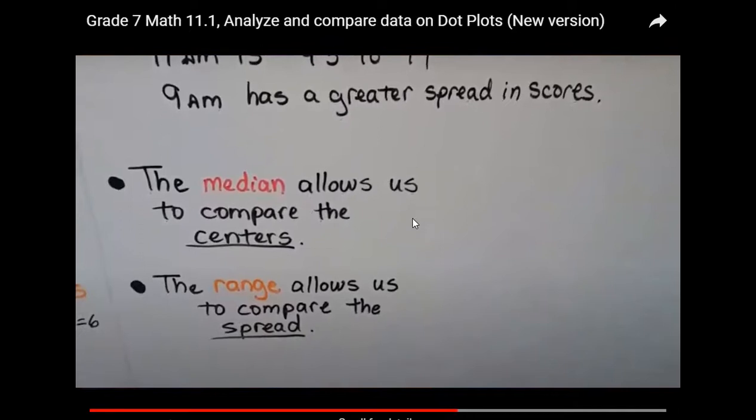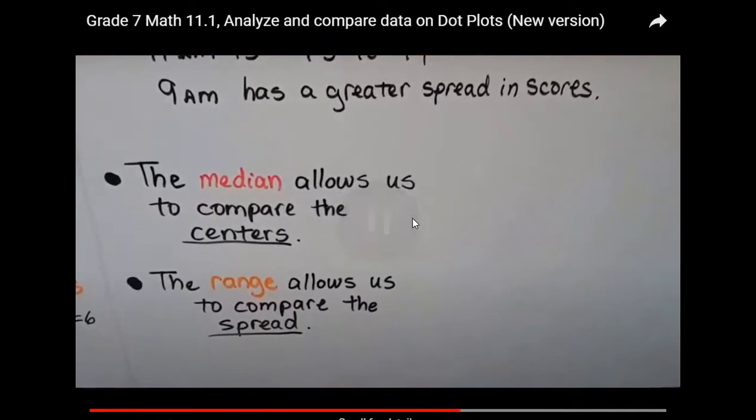The median allows us to compare the centers. So if you want to compare between the centers, we have to calculate the median. And as I said, if you want to calculate the median with an odd set of data, then we can find the order by using the number plus 1 divided by 2. Then you have the order, then you will take the number and the next one.